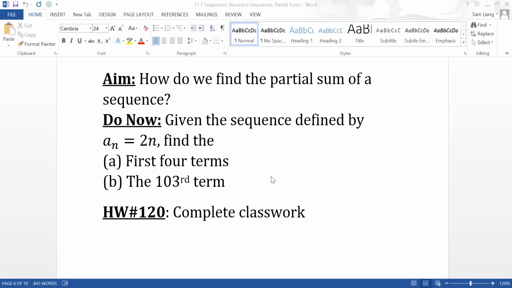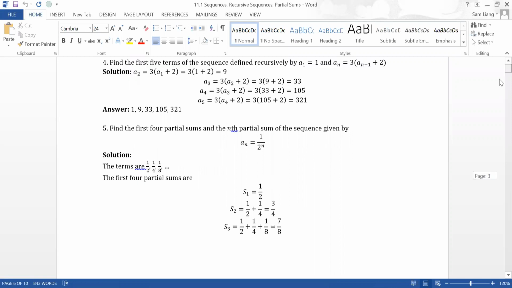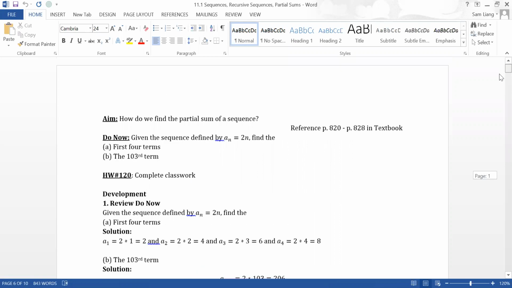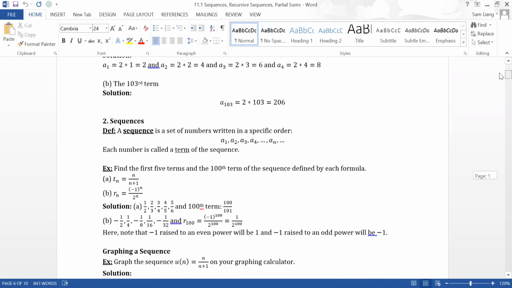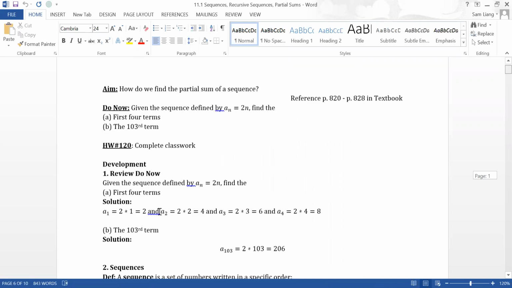Okay, so I'm going to scroll up for the solution now. All right, here it is. All right, so again, the do now asks us to find the first four terms defined by the sequence. So a sub 1 is going to be 2 times 1, which is 2. Notice here that the first index we use is 1, right? So we start n equals 1.